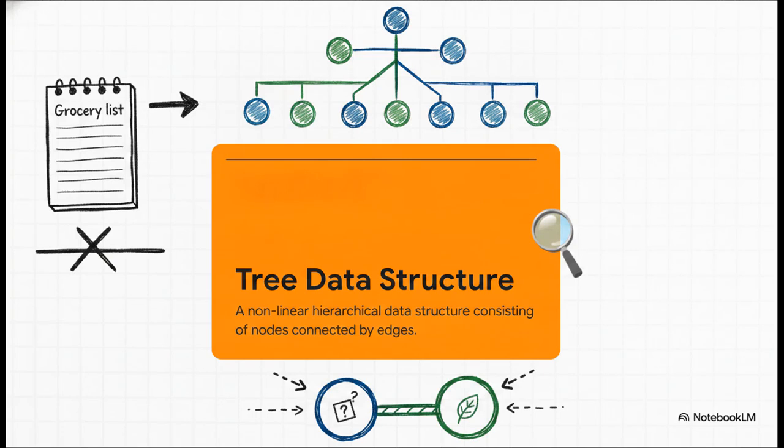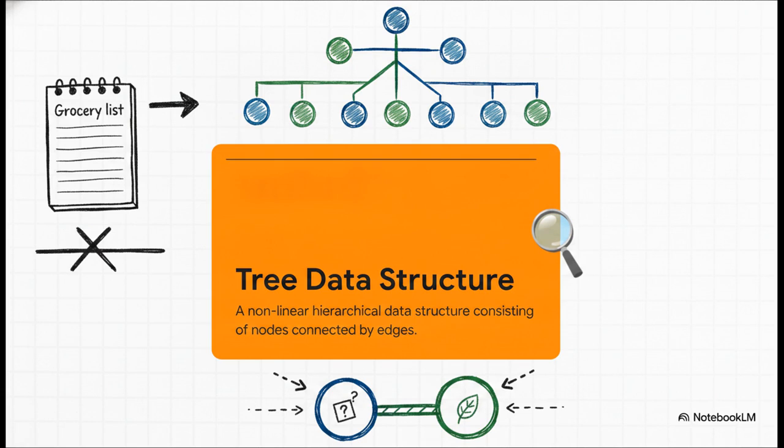Okay, to really grasp this, I want you to visualize an upside-down family tree. A tree data structure is fundamentally a nonlinear, hierarchical data structure. Now, what does that actually mean in plain English? Well, think about a simple linear list, like a grocery list, where item B strictly follows item A. Trees aren't like that. They're dynamic. They're the elegant solution for data that naturally branches out, rather than just sitting in a straight, predictable line.